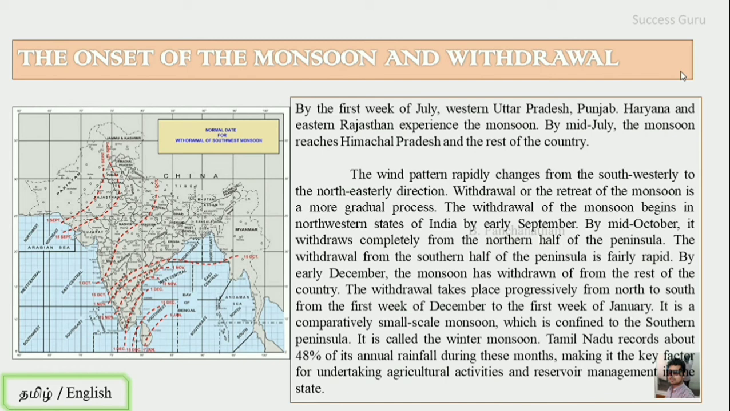The withdrawal takes place progressively from north to south, from the first week of December to the first week of January, and it is a comparatively small-scale monsoon, which is confined to the southern peninsula. It is called the winter monsoon. Tamil Nadu records about 48% of its annual rainfall during this period, making it a key factor for undertaking agricultural activities and reservoir management in the state.